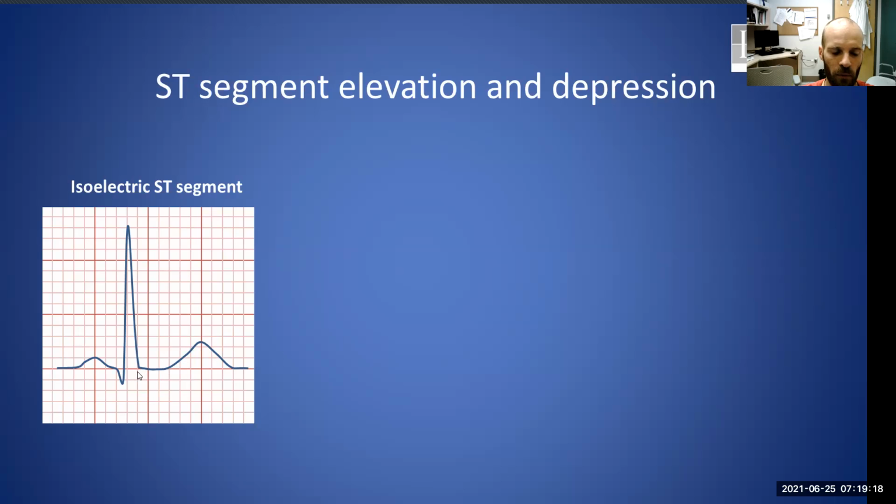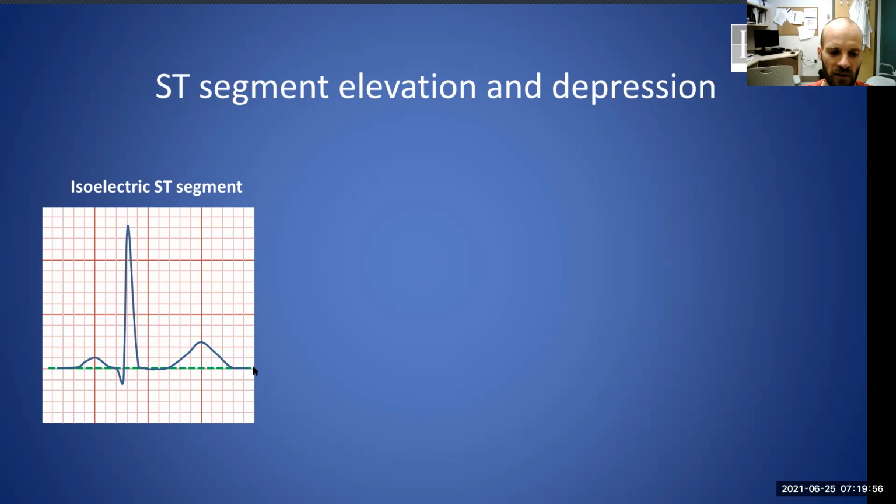Now, when we're looking at elevation and depression, we're looking at how this ST segment is going to be displaced from the baseline. How do we even define the baseline? Well, we can define the baseline by drawing a line from a region that we're going to define as being flat. Now that's a little bit arbitrary, but we would normally define that as either being the TP segment, so from the end of the T wave to the next P wave, or sometimes you could use the PR segment. TP is probably better.